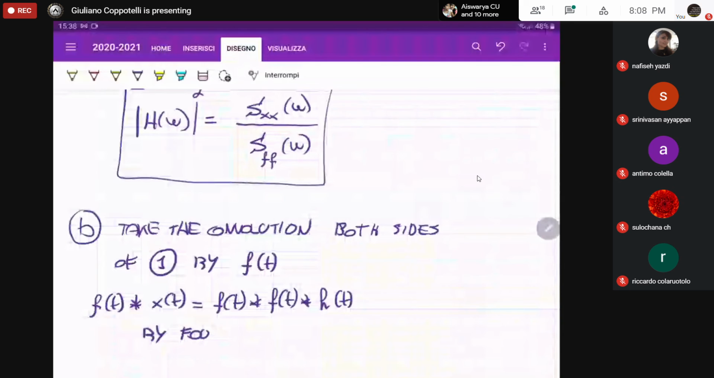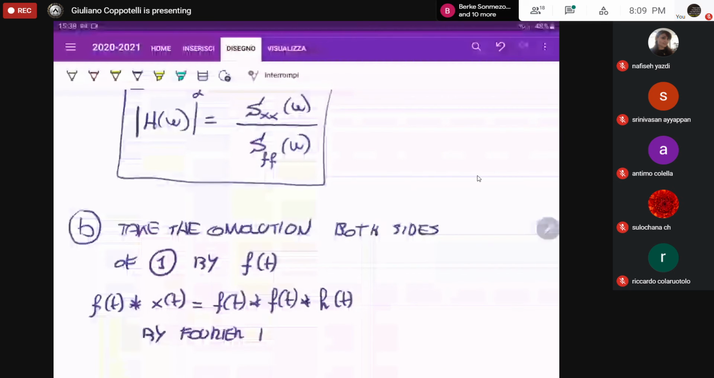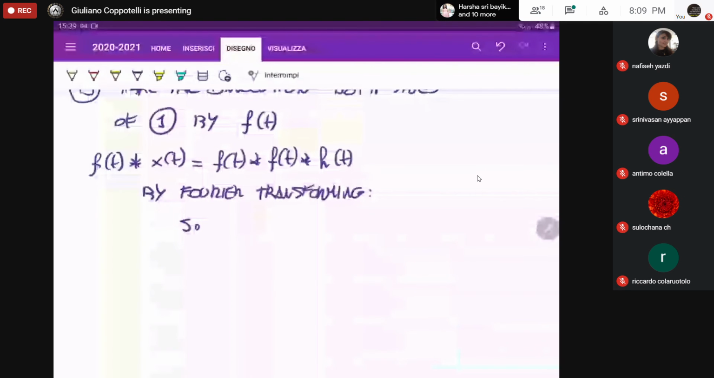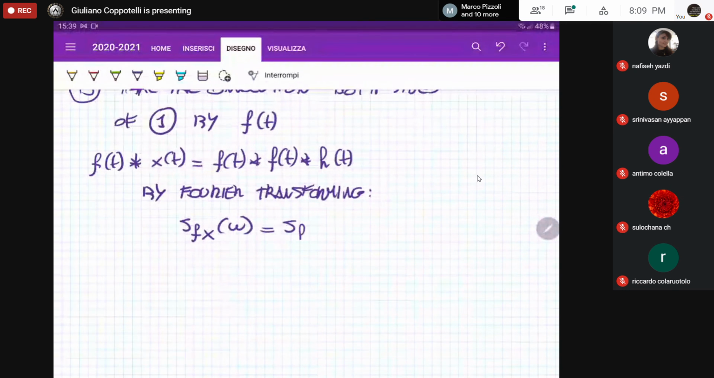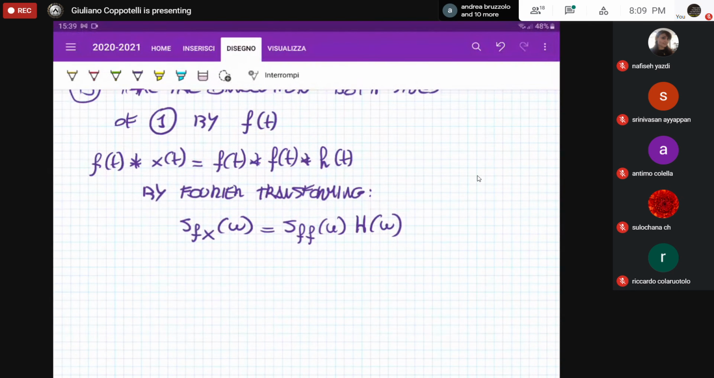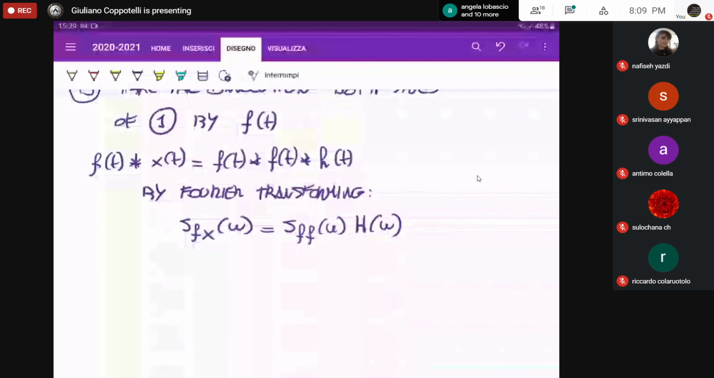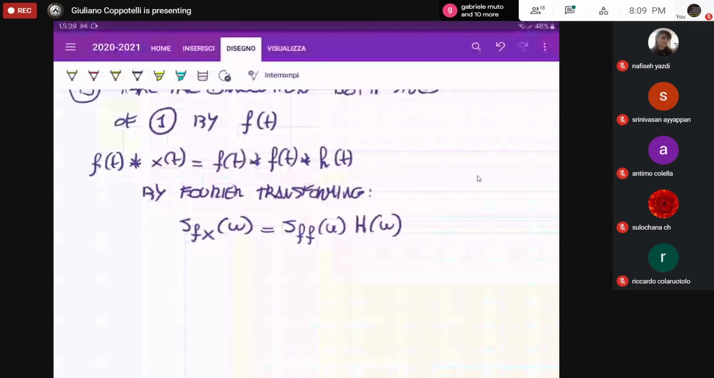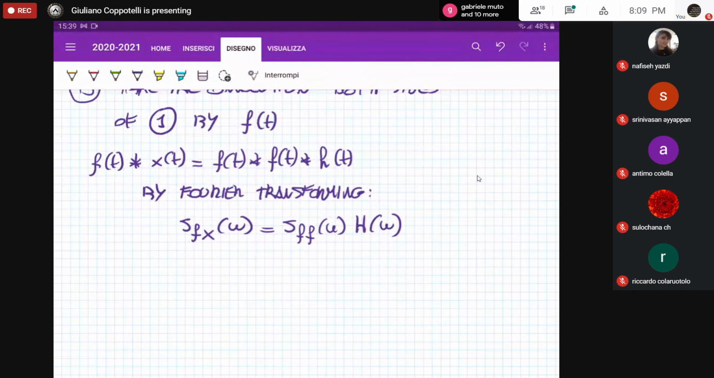and then by Fourier transforming once again, what we have is that S_fx(omega) is equal to S_ff(omega) times H(omega). That is, the cross power spectral density between the output and the input is given by the multiplication, in the frequency domain, of the auto power spectral density of the input times the frequency response function. And therefore I ask once again the previous question.